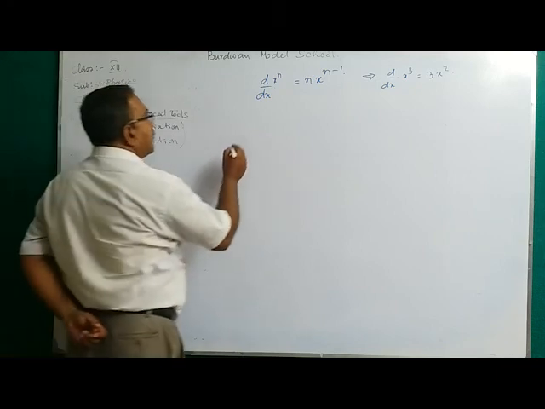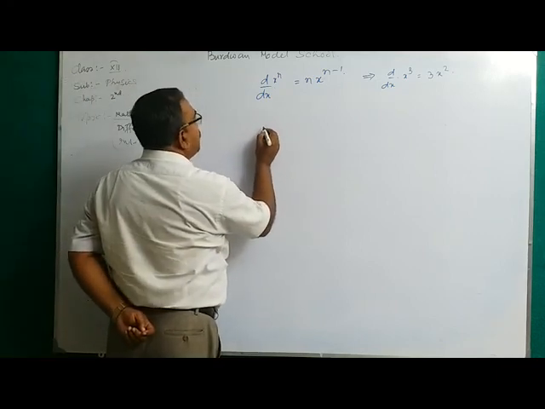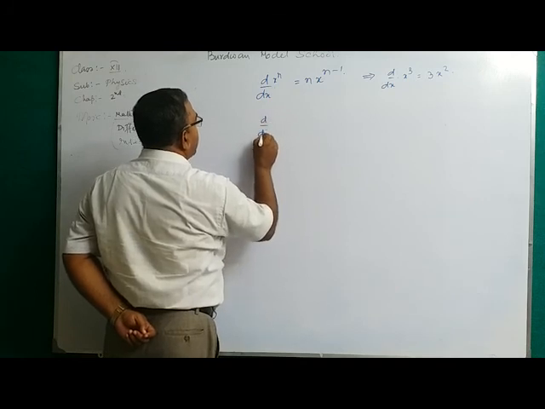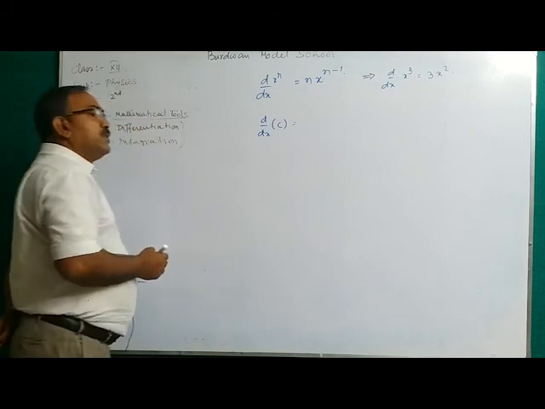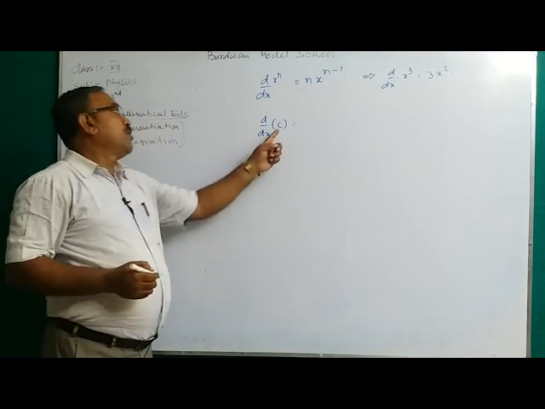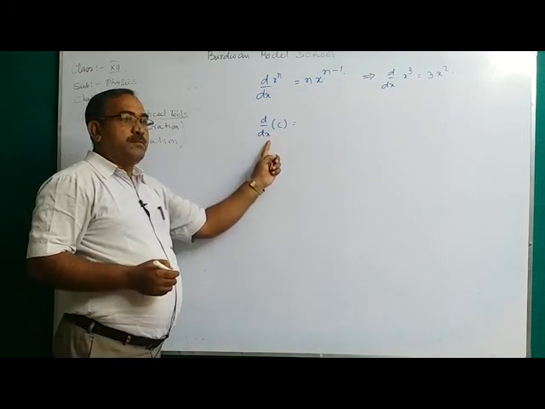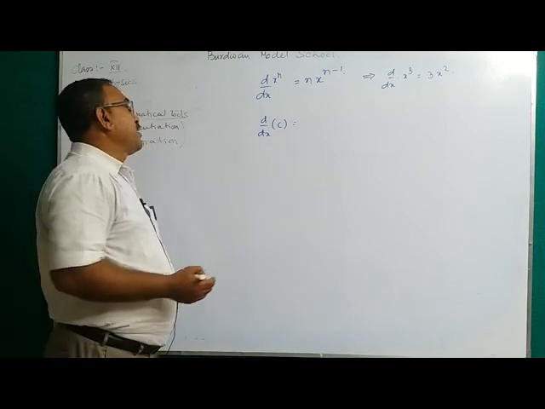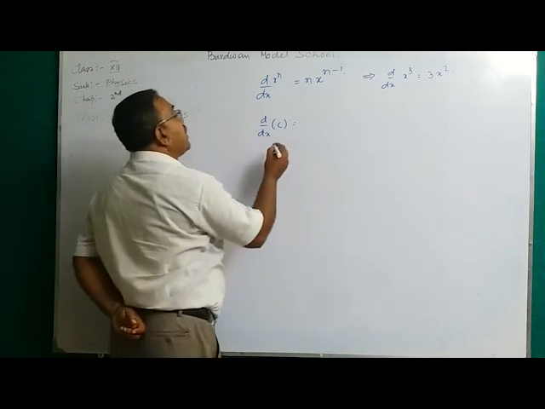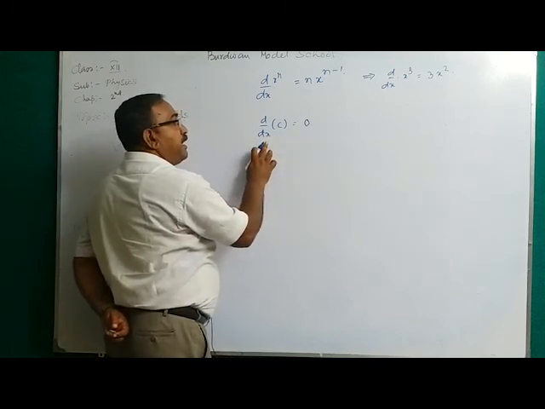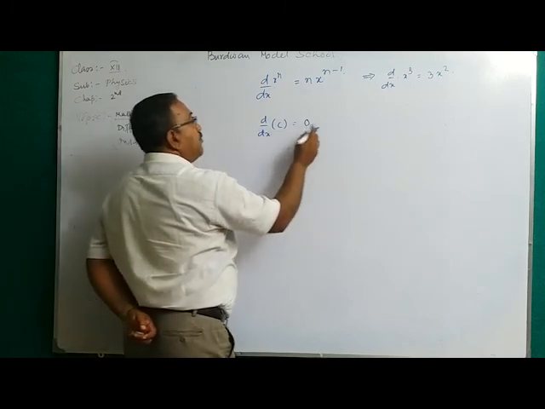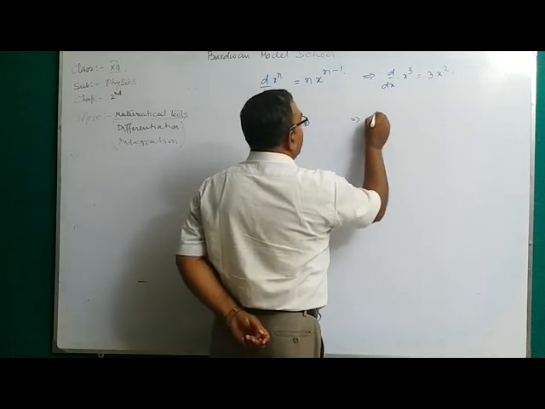Next, suppose you consider d dx of c. C means a constant term. Constant c with respect to the variable, that is d dx of c, equal to 0. Differentiation of any constant, that value will be 0.